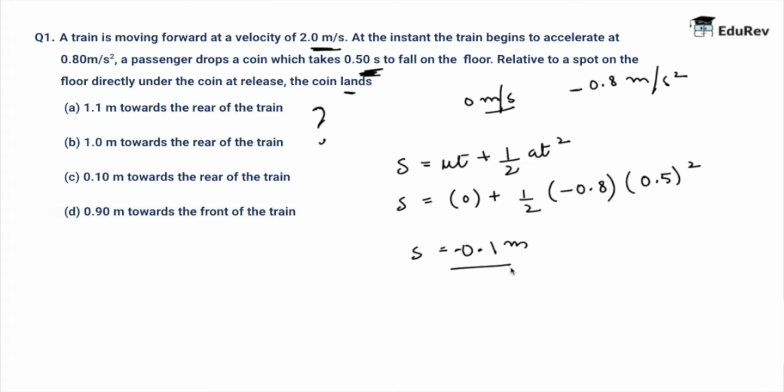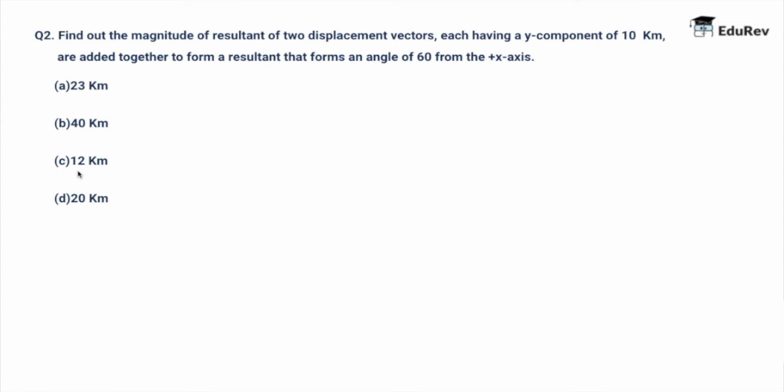Therefore, the final answer is that the coin moves 0.1 meters towards the rear of the train. Sorry, it's 0.1 meters, so it's going to be 0.1 meters towards the rear of the train. So now let's move on to question number 2.